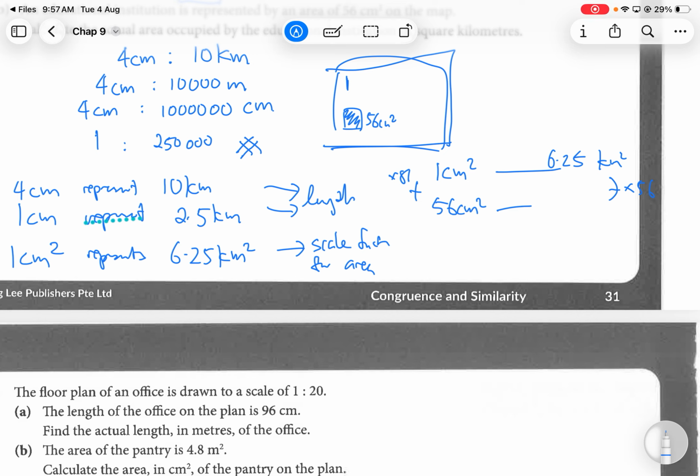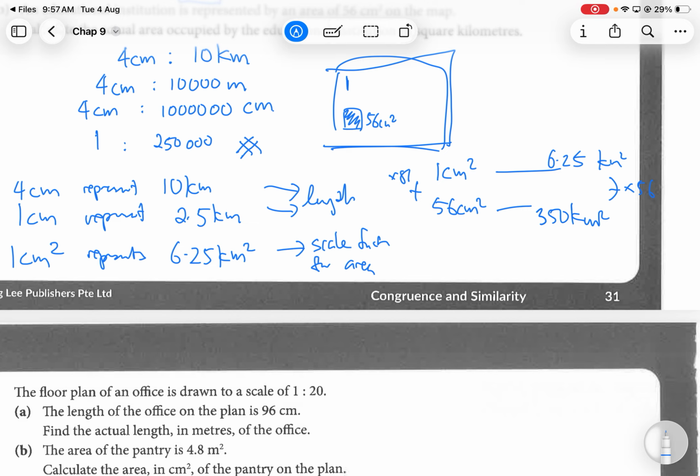The floor plan that they talk about is the map. You can understand it like a map. The floor plan is drawn to a scale of 1 is to 20. This is talking about the length. Then the length of the office on the plan: on the map, this office is 96 cm long.